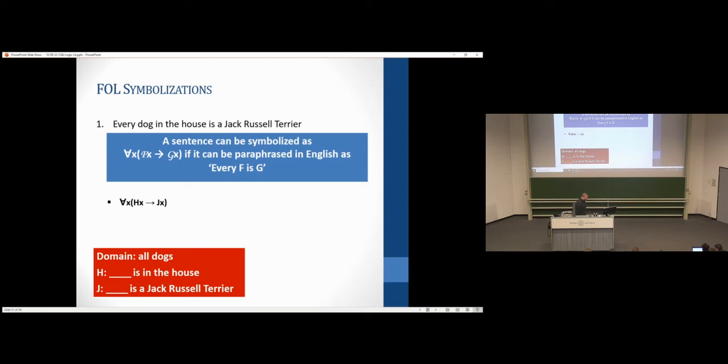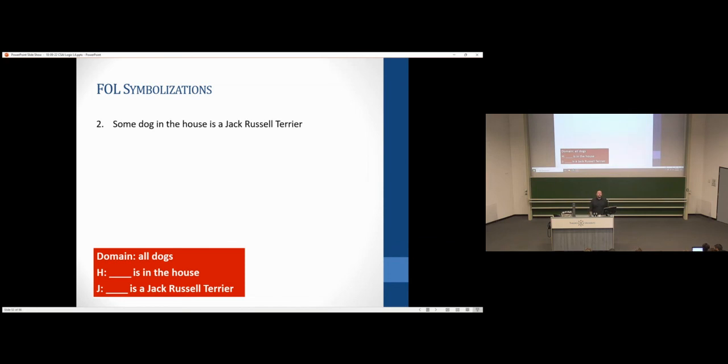So here's our first one. Let's think about our second one. Our first one was every dog in the house is a Jack Russell. The second one is some dog in the house is a Jack Russell. How do we think this one is going to go? It's going to use the existential, it's going to have the E. Then what? It feels like it should be the conditional again. But let's think about what the conditional says. If we have the existential conditional, it just tells us there's something that makes the conditional true.